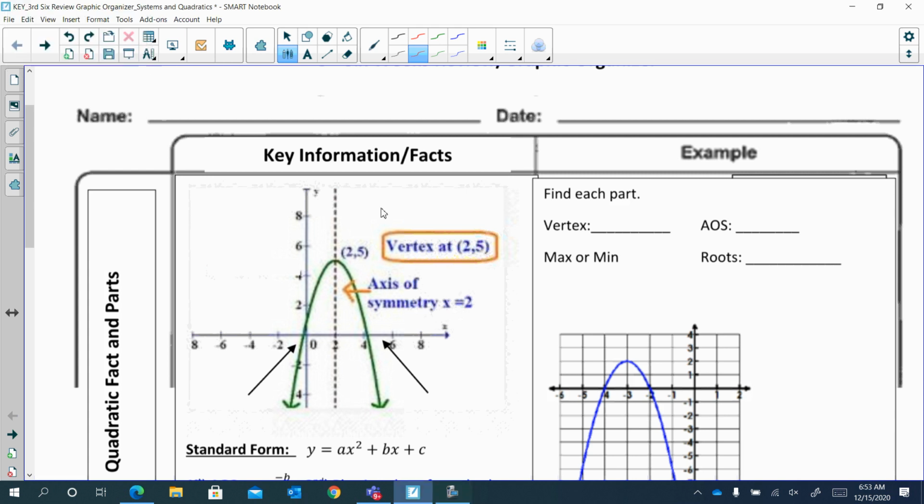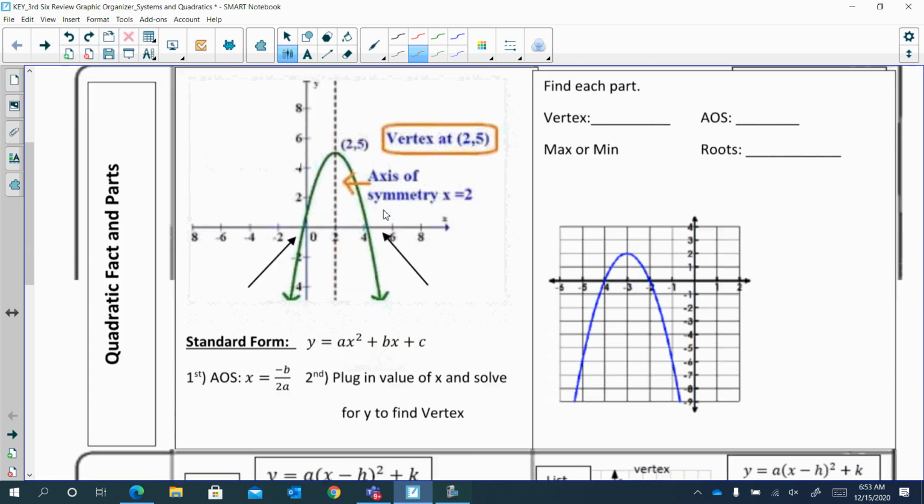All right, and so unit 5 is your quadratic. So here's the key information. You need to know your parts. What I think needs to be emphasized here is that you need to understand your axis of symmetry is actually an equation. It's x equals the x coordinate of your vertex.